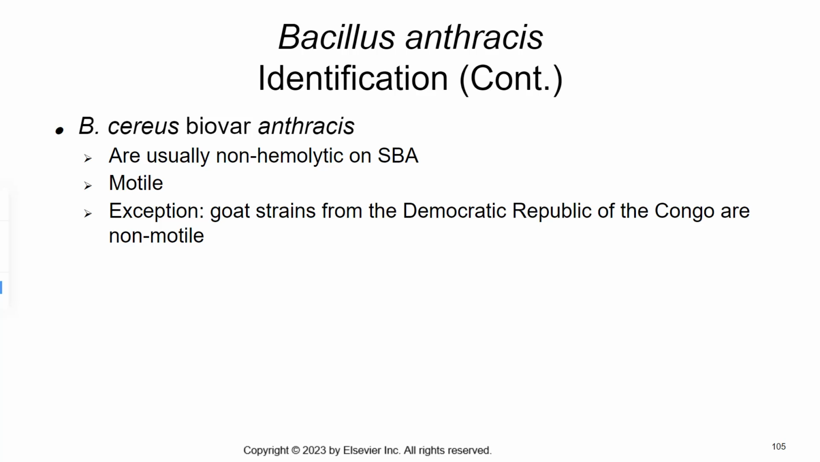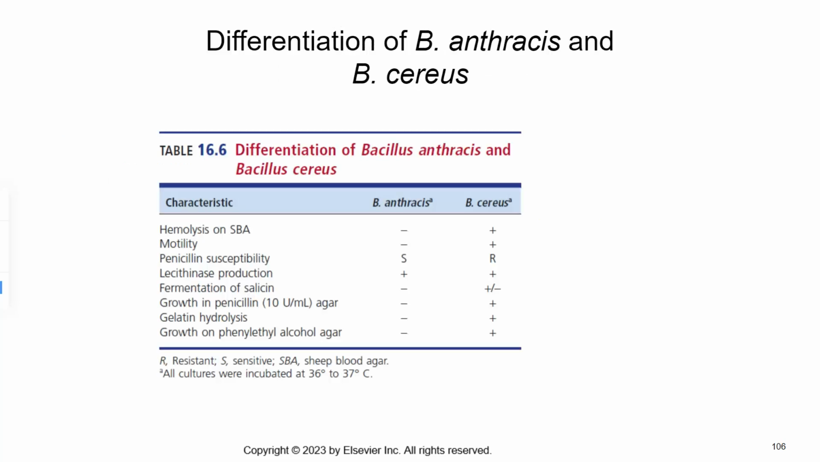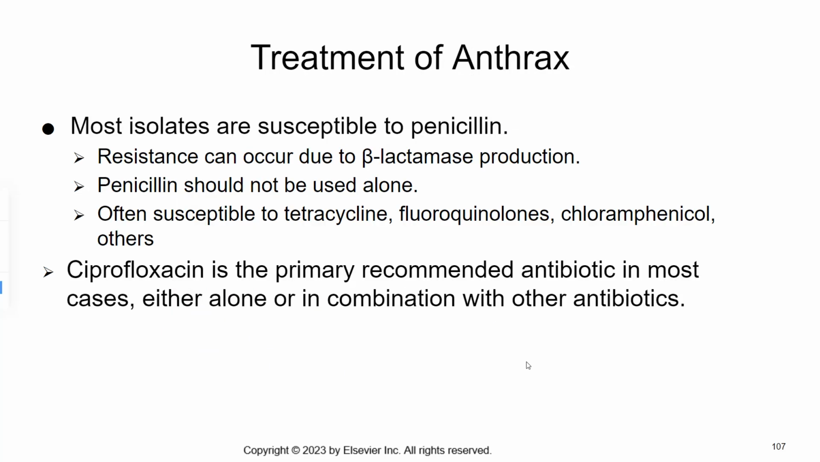Moving on to Bacillus cereus, B. cereus. Usually non-hemolytic on SBA and motile. The exception would be goat strains from the Democratic Republic of the Congo, which are non-motile. To differentiate the two, here's a chart that shows some of the different characteristics. Treatment: most isolates are susceptible to penicillin. Resistance can occur. Ciprofloxacin is the primary recommended antibiotic in most cases, either alone or in combination with other antibiotics.